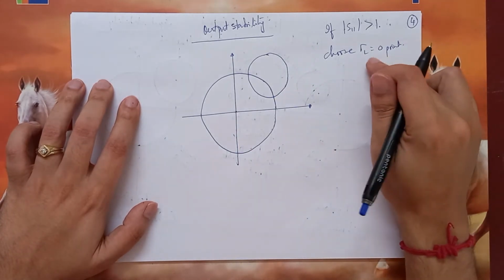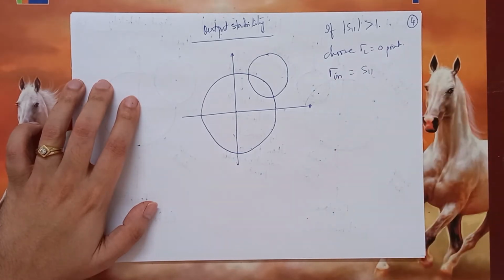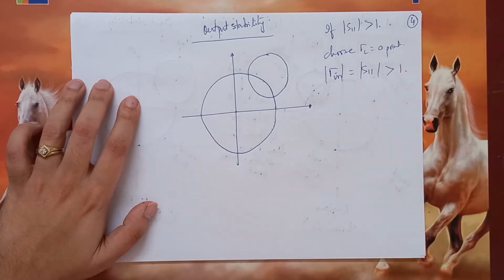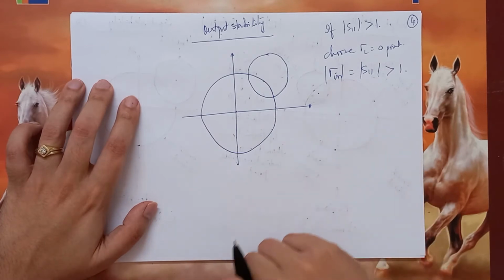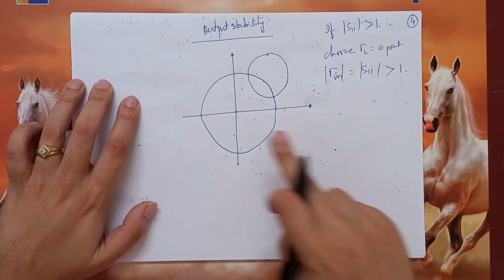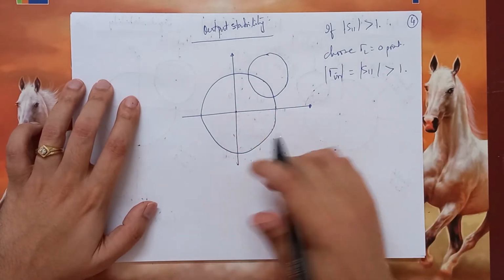Then, if gamma L equal to 0, gamma in will be S11, which is more than 1 in magnitude. Because S11 is more than 1, even gamma in will be more than 1. So this point would now indicate a point where gamma in would be more than 1. So this is what we don't want.